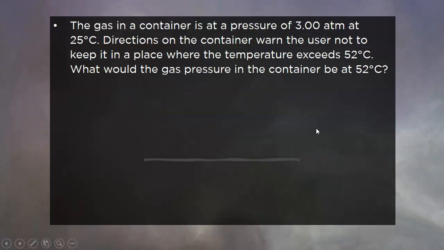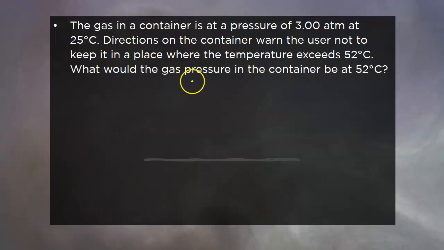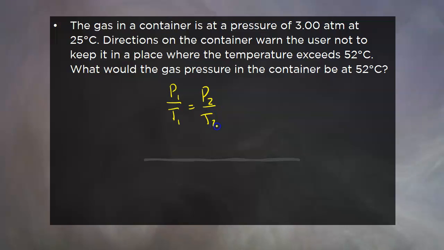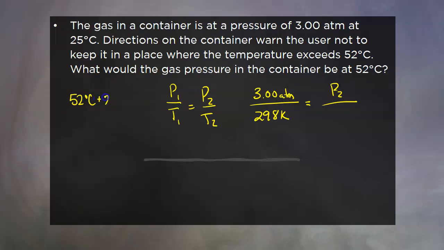So if we do this problem just the same way, we're going to have P1 over T1 equals P2 over T2. Pressure of 3 atmospheres over 25 degrees Celsius. We said that was 298 Kelvin in the last problem. And we're trying to find the gas pressure at 52 degrees Celsius. Again, add 273 and we get 325 Kelvin.